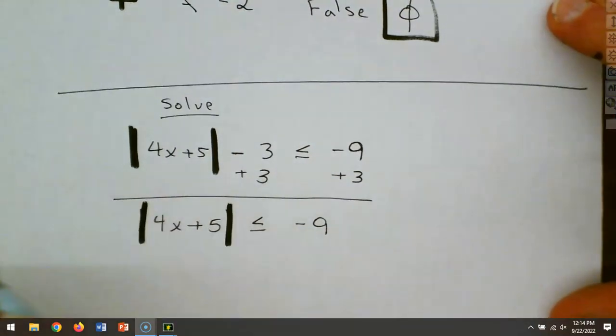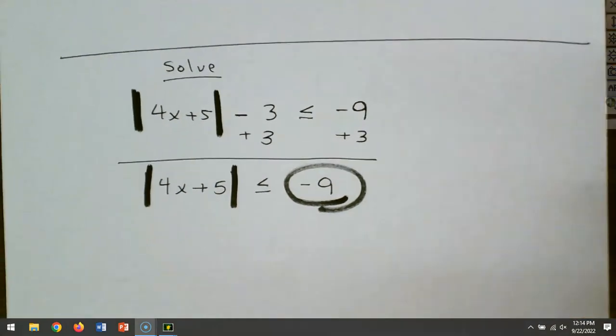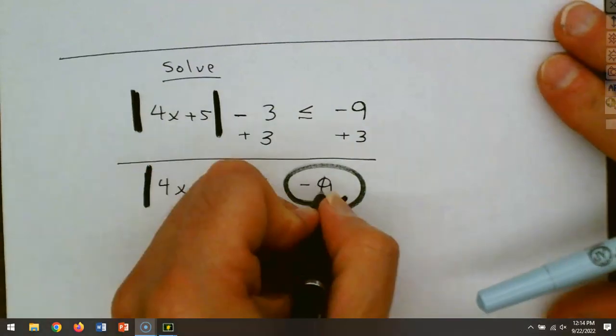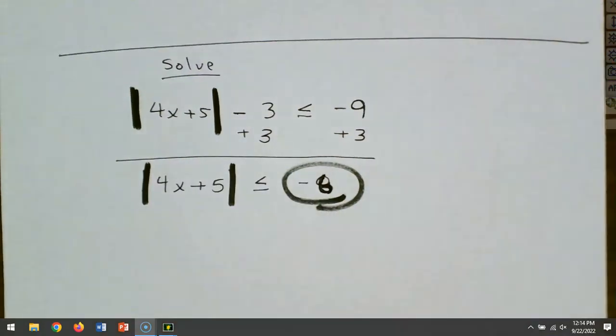Okay, we got our absolute value. This is negative. Oh, should be a 6, shouldn't it? My mistake. Sorry about that. Yep, should be a -6 there. Okay, so we've got a -6 there.